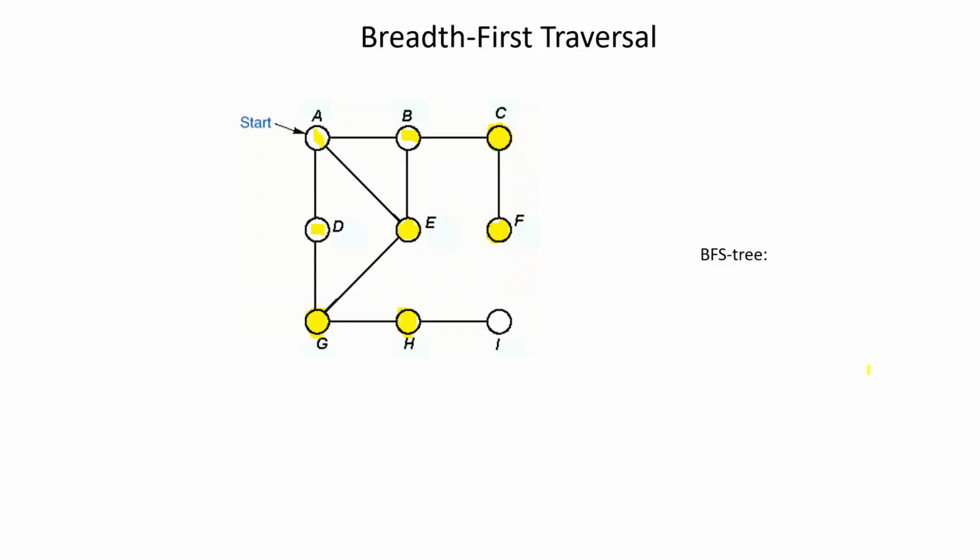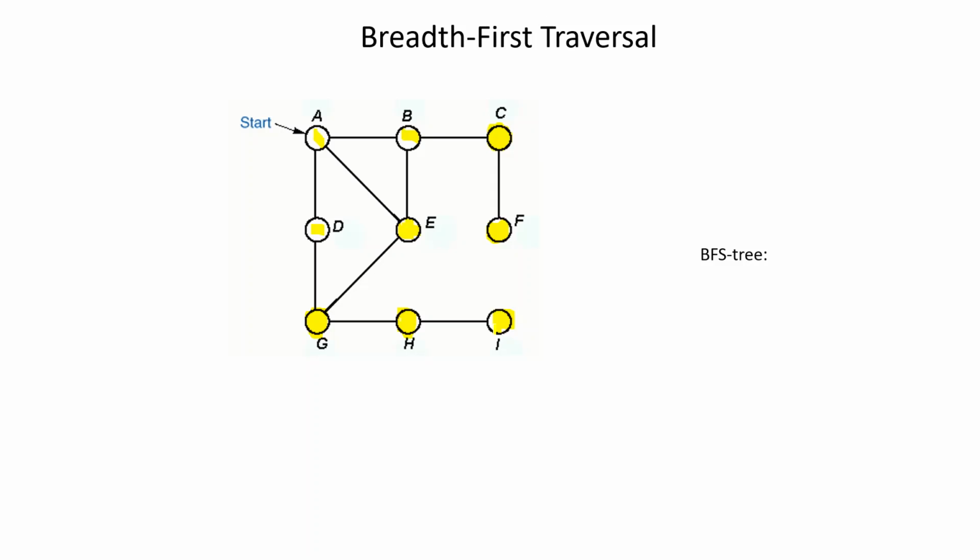And then F is in front of the queue. From F, there is only one adjacent vertex, towards C, and C is already visited, so we will be deleting F from the queue. Now H is in front of the queue. For H, there are only two adjacent vertices, G and I. G is already visited, so we will be visiting I and inserting it into the queue. Then H is explored and deleted. Then I is in front of the queue. It has only one adjacent vertex, which is already visited, so we will be deleting I from the queue.